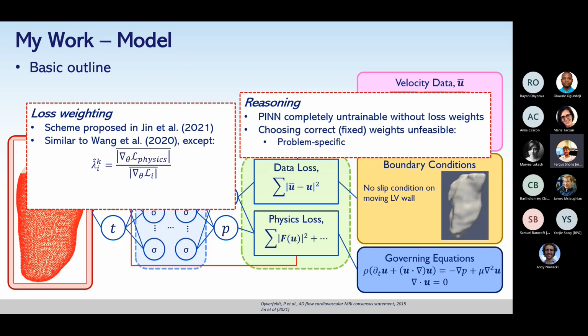The reasoning behind this is, when I originally tried to work on this problem, the physics-informed neural network just predicted zeros everywhere. So it's completely untrainable without these loss weights. I did start doing it with fixed weights, but of course that's completely problem specific. Every time I moved on to a new case, I'd have to go through this tuning process again. So if you are starting out with a PINN of your own, this is the first thing that you should implement, definitely.